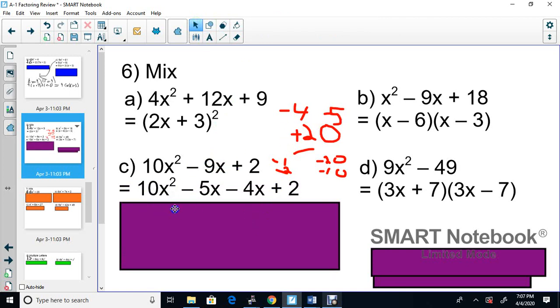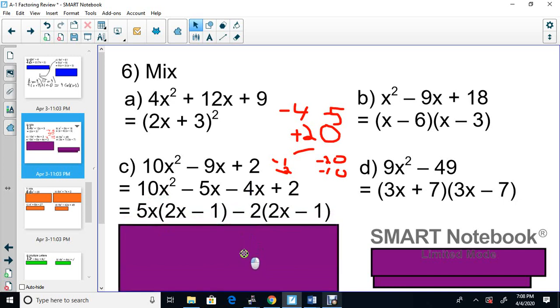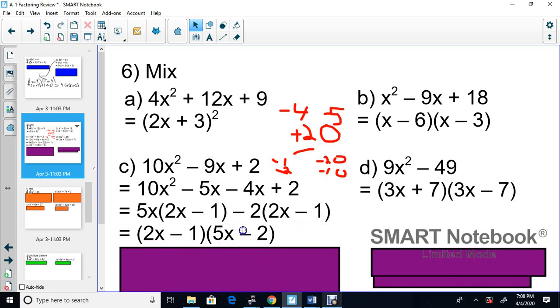Okay, common factor the first two. So I common factor this, 5 goes into both those. Then I common factor that, a negative 2. So I take the 5 out of this, divide that by 5, divide that by 5. Now I take a negative 2 out, divide that by 2 and that by 2. If it's a negative in the front, you take a negative out. This becomes exactly the same as that. Put it in the front. Then you got 5x minus 2 left. So that's how you do those.